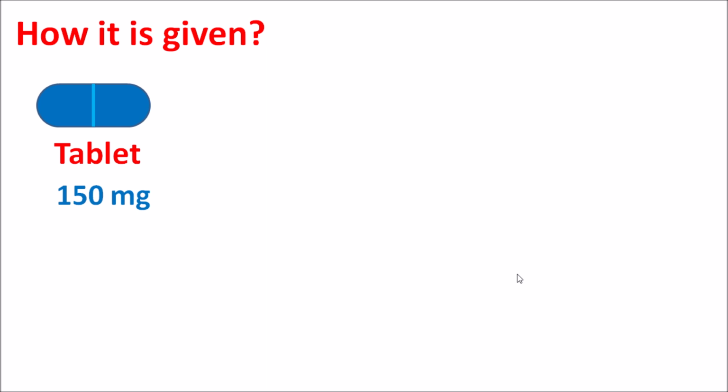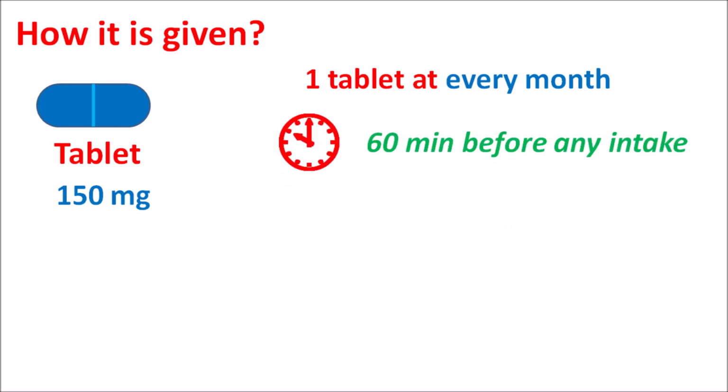Now at a dose of 150 mg, ibandronate is given as one tablet at every month. On each month it should be taken at the same time so that it can produce better therapeutic effect. And this drug should be taken on empty stomach. So at least 60 minutes gap should be there before any intake of food during the early morning. So without any intake of liquids or solid food, this drug should be taken.